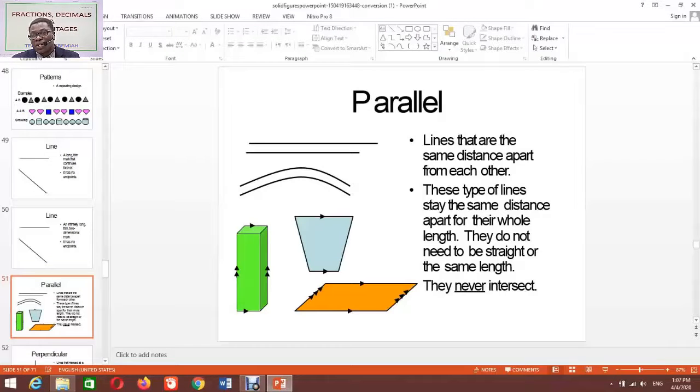Parallel. The lines that we see on this screen are parallel. Lines that are the same distance apart from each other. These type of lines stay the same distance apart for their whole length. They do not need to be straight or the same length. They never intersect.